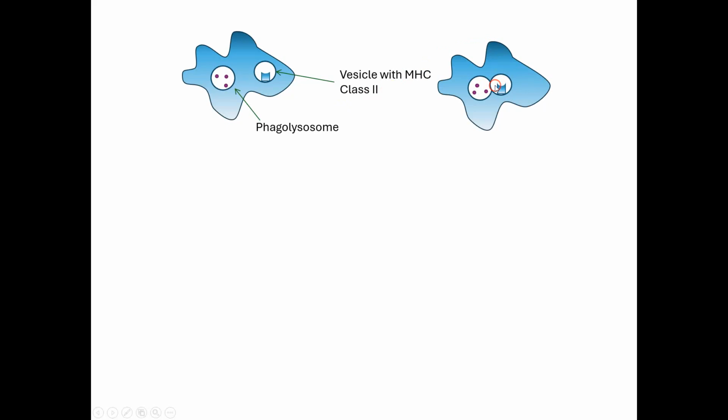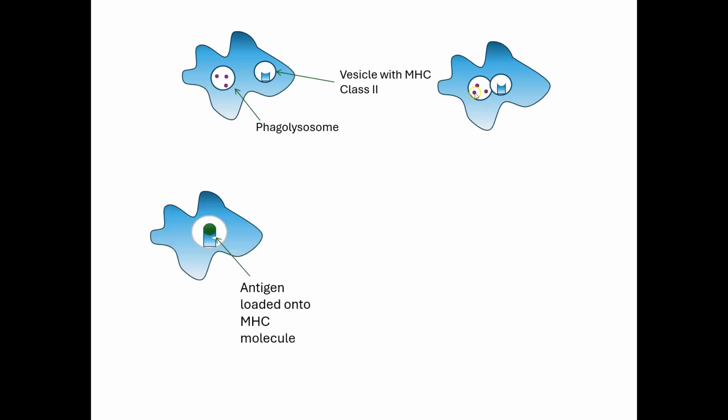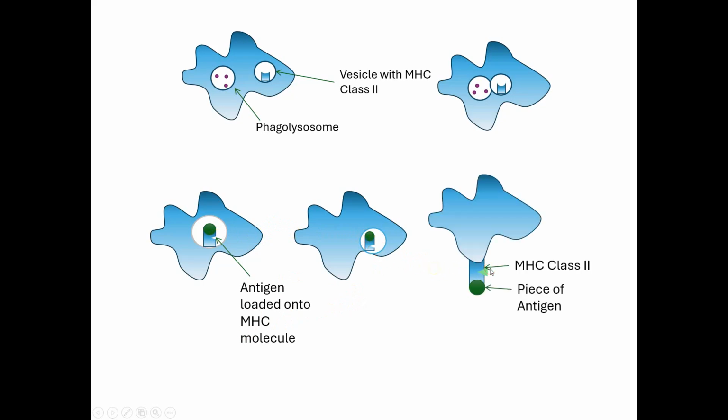So you'll see here you've got the fusion of the MHC class II with the phagolysosome with those little antigen pieces, and here we have loaded the antigen onto the MHC class II molecule. Now the MHC antigen piece is going to be moved to the surface. So notice that the vesicle moves to the surface, and now that antigen piece is displayed on the surface for presentation. So the MHC class II antigen complex is ready to activate, in this case, the T helper cells. Remember, only the macrophage, dendritic cells, and B cells use MHC class II to display antigens. So this is for MHC class II.